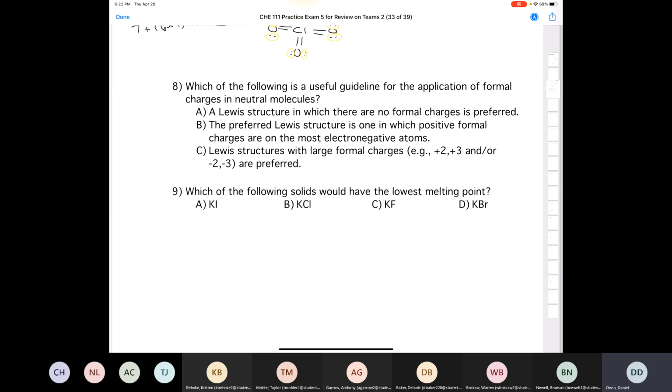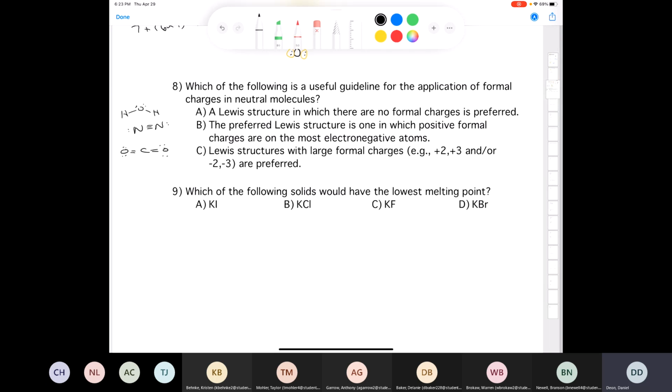Which of the following is a useful guideline for the application of formal charges in neutral molecules? If we have a neutral molecule, let's say something simple like water. Water is a neutral molecule. Nitrogen, we saw that earlier, is a neutral molecule. Carbon dioxide is also a neutral molecule.